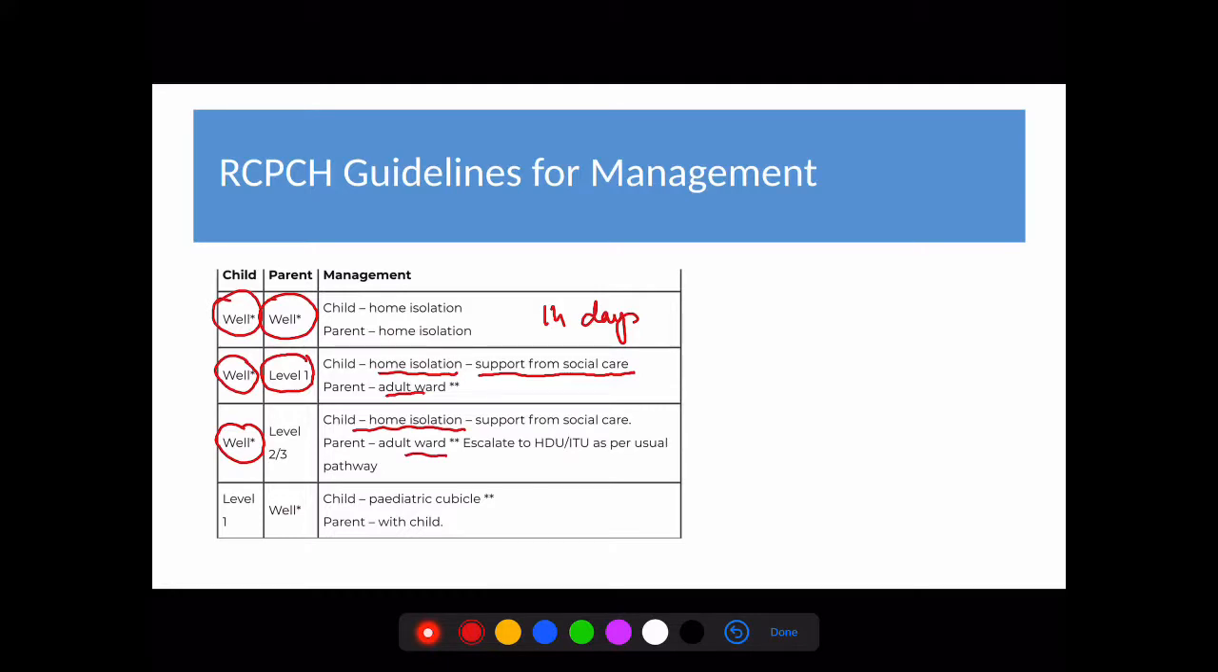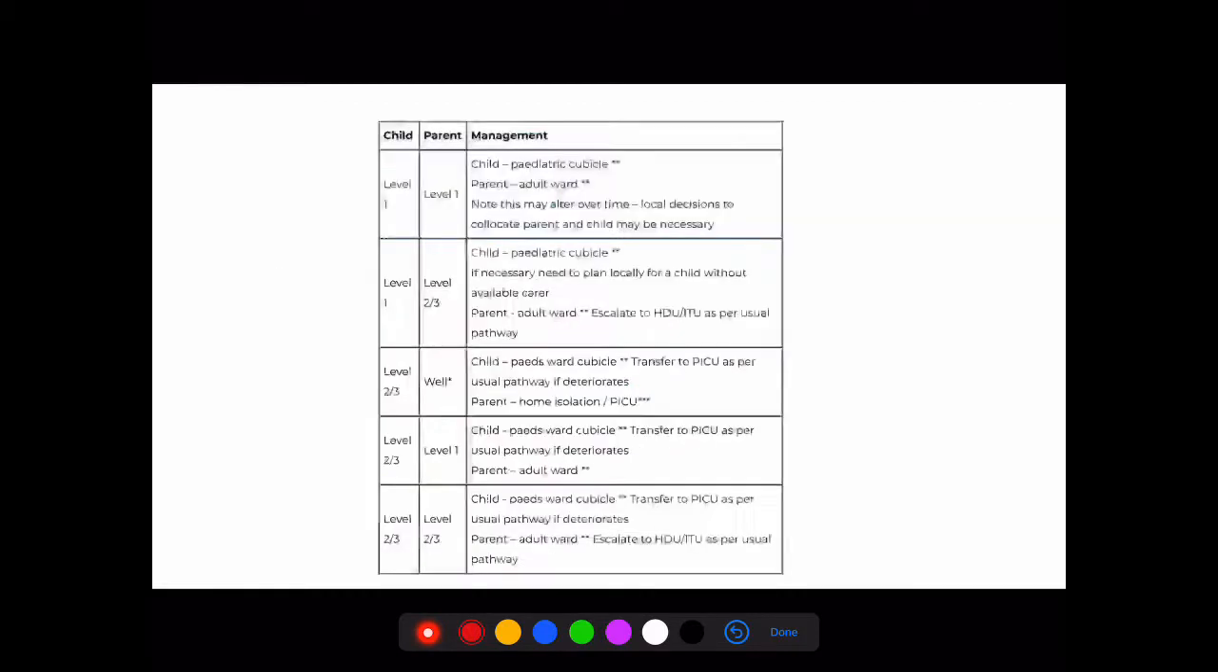If the child is hospitalized and the parent is well, then the child needs to be in the pediatric cubicle in the ward, and the parent would stay with the child. So the parent has to stay with the child in the hospital, despite the fact that the parent is well and the child is COVID-19 positive.